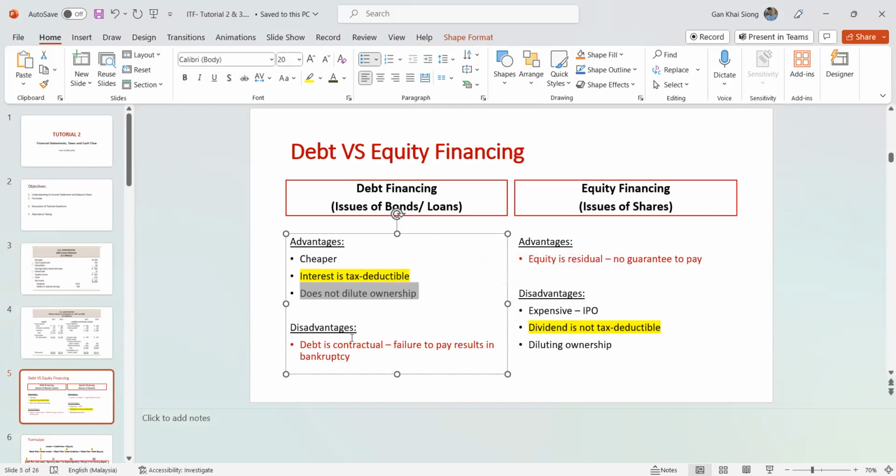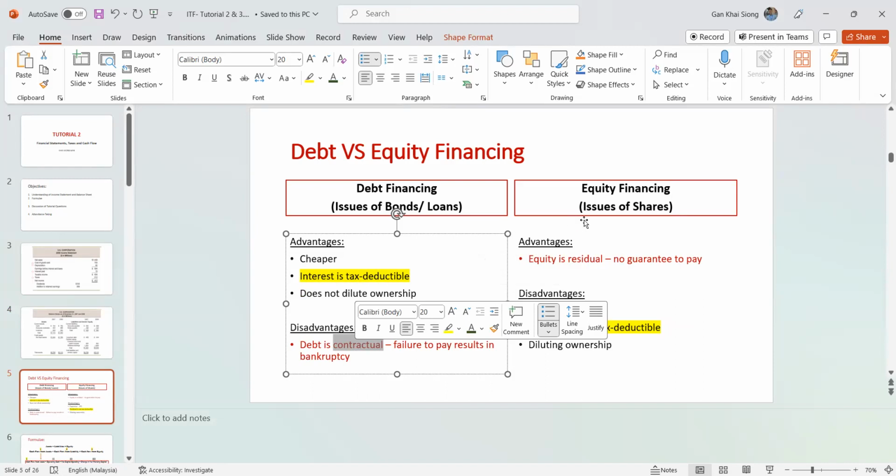But what are the disadvantages? The main disadvantage is that it is contractual. That means it's something that you promise to pay. So in the event you do not keep your promise, it will result in bankruptcy. Something like a responsibility to the firm.